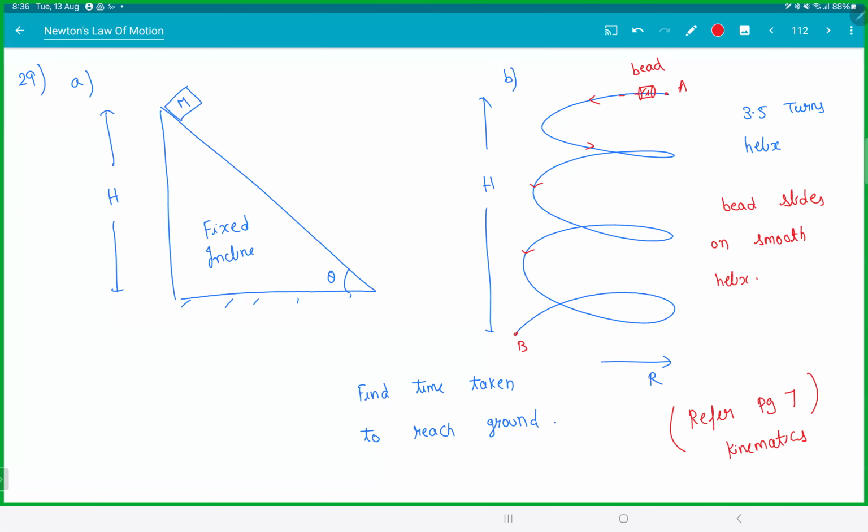Think. Take a minute. So that's the main idea. If you know what a helix does, it becomes straightforward. Sir, u0 here, initially starting from rest.